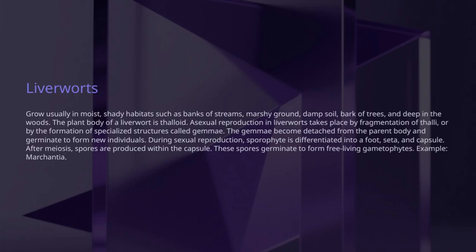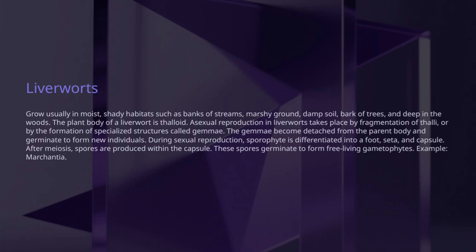These gemmae are tiny, lens-shaped structures that detach from the parent and can grow into new plants, helping the species spread efficiently. During sexual reproduction, the sporophyte develops and differentiates into three parts: a foot that anchors it, a seta, which is like a stalk, and a capsule that contains spores. After meiosis, spores are produced inside this capsule. When these spores germinate, they develop into free-living gametophytes, which are the main photosynthetic stage of the liverwort life cycle.